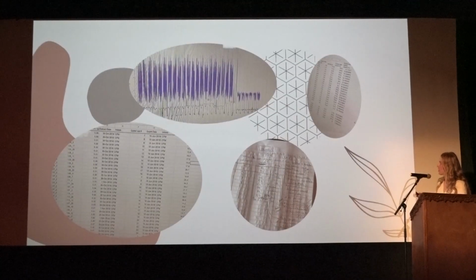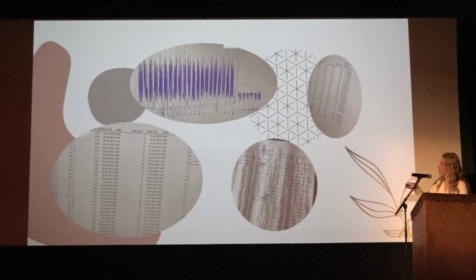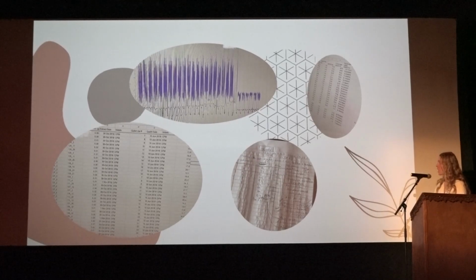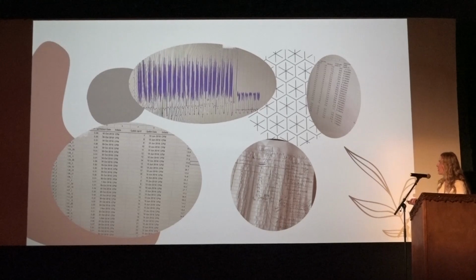So here's some pictures just of the data. There's some light and temperature data. We recorded everything in a notebook and then put it into something like Google Sheets or Kaleidagraph to keep better track of it.